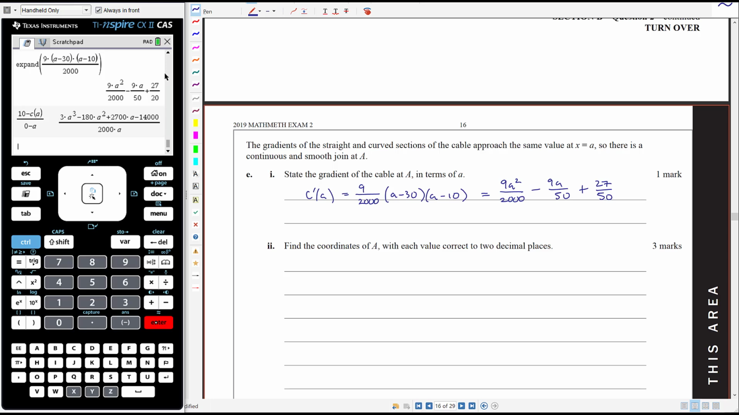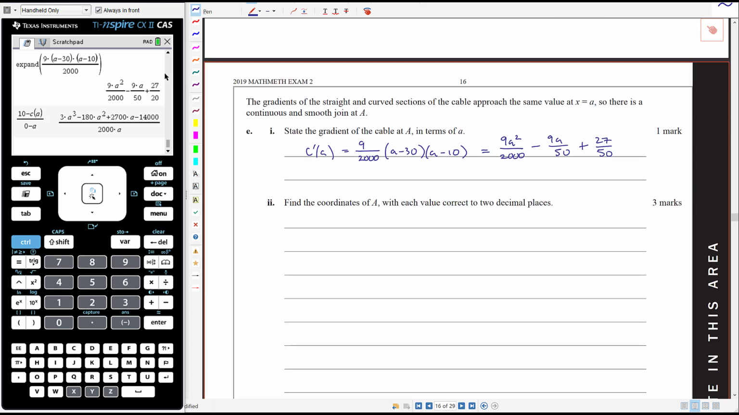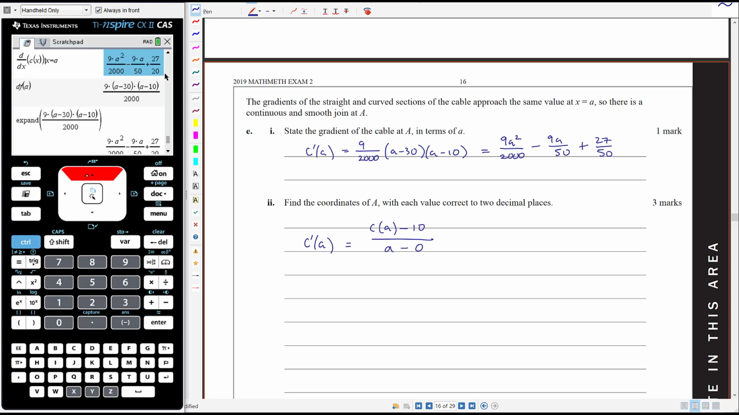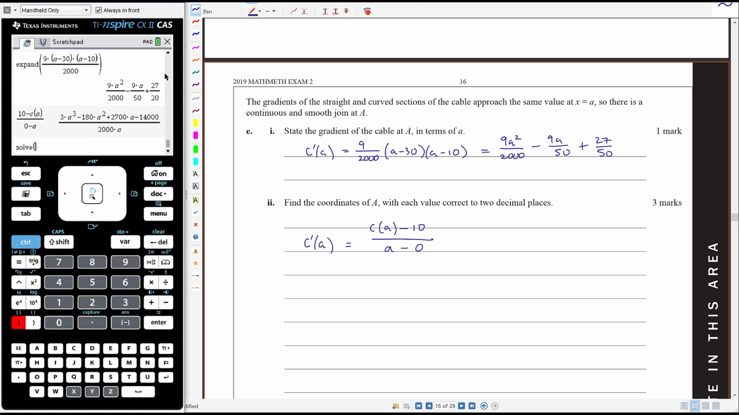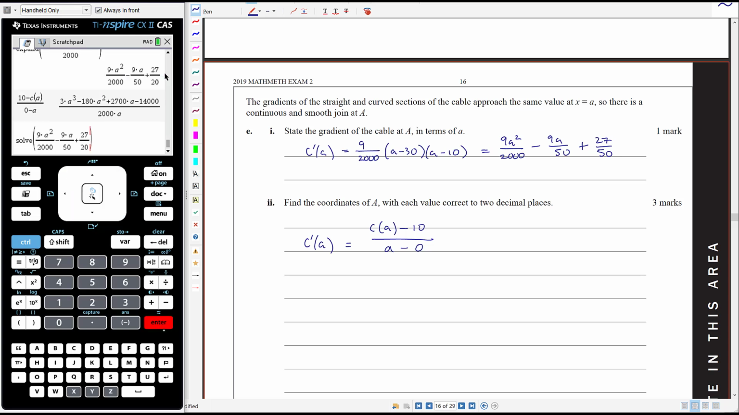And then you want to find the coordinates of A. So this is where you think about taking those two different expressions for the gradient and making them equal to each other. So we know that the derivative at A is going to be the same as C at A minus 10 over A minus 0, which is the gradient of the straight line. So that was our derivative of C at A, and if we make that equal to this, solve for A.